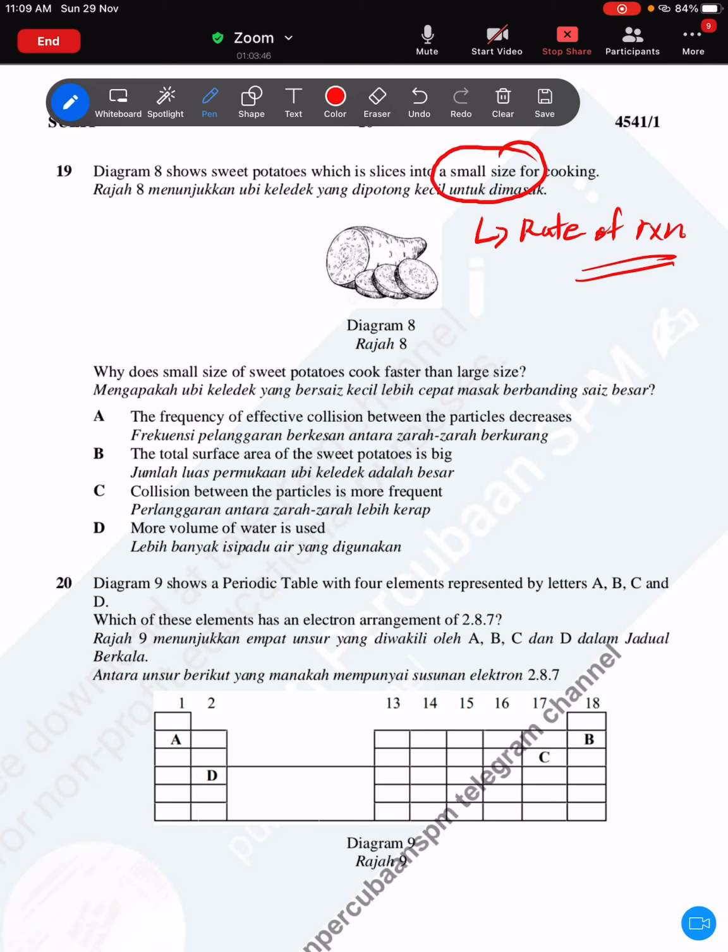The frequency of the effective collision between the particles decreases. Wrong. The total surface area of the sweet potato is big, right? Collision between the particles is more frequent. Right. Why? The collision between the particles is more frequent. No. If it is more frequent, this refers to temperature because of the increase in kinetic energy. More volume of water is used. What is the relation to this? No, the precise one will be B.